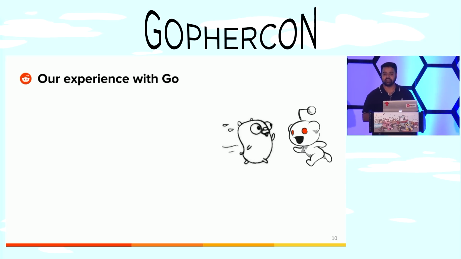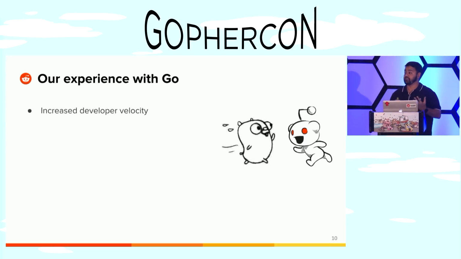That's like 10% or 20% of our backend engineers. So the things that we saw after using Go, we've seen increased developer velocity. We are able to get new engineers onboarded and start getting familiar with our code base and start working on it very quickly. Go's emphasis on simplicity and readability has made that possible. Also, the quick deploy times, compile times, those have been very useful as well.